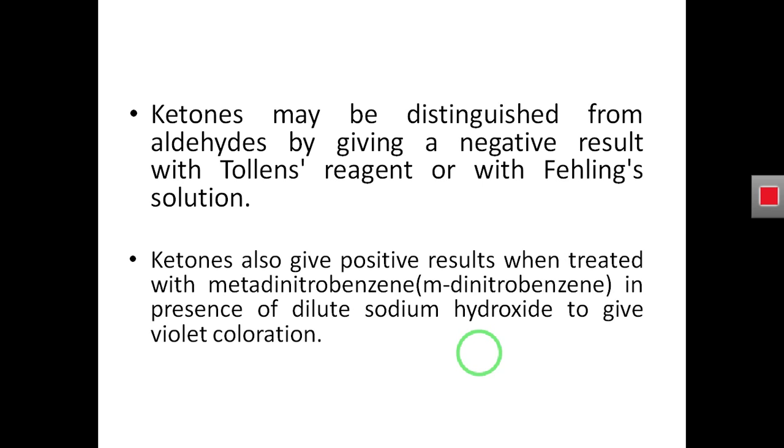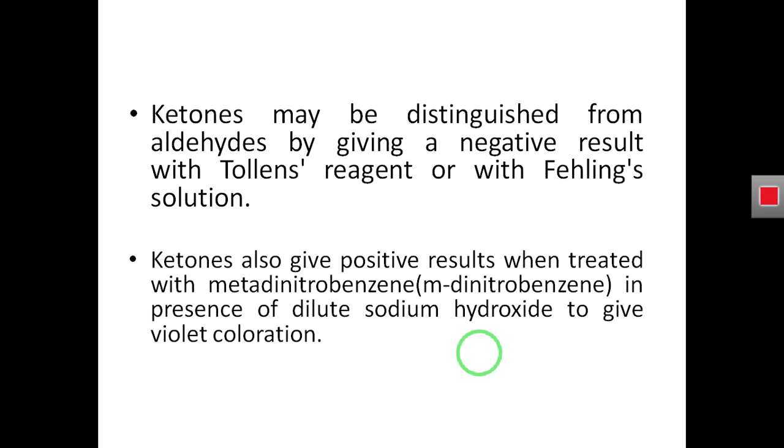So what will we do for the identification, if the sample present in the test tube has ketone? We will add a reagent, metadinitrobenzene, and along with this metadinitrobenzene we also add dilute sodium hydroxide. What will happen if this test tube has the ketone? It will change color from pale yellow to violet, and then we will say that our results are positive, meaning the sample contains ketone.